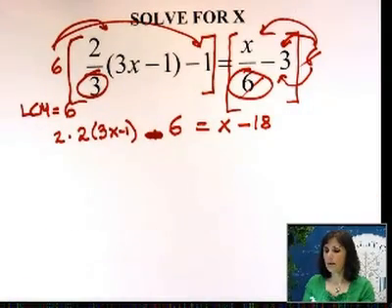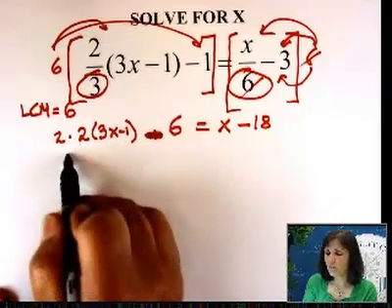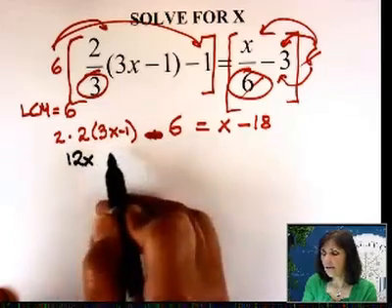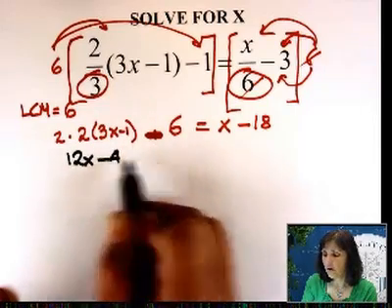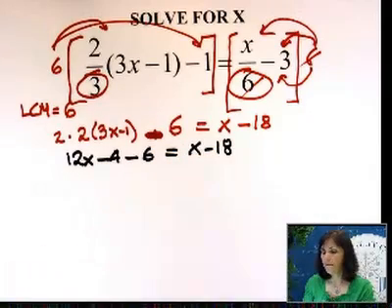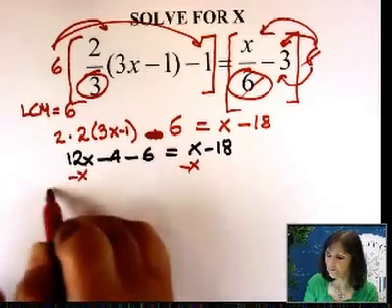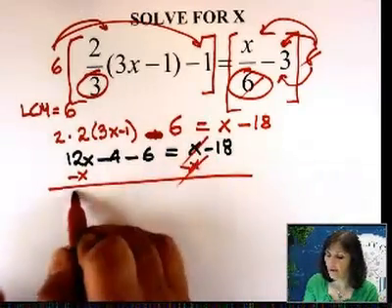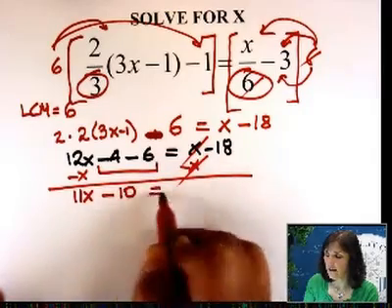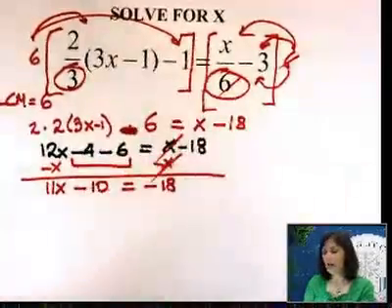Now let's clean this up a little bit. 2 times 2 times 3, so that's 4 times 3, that's 12. And now you have 4 times negative 1, that is negative 4. You have negative 6, that's the left. And on the right, you have x minus 18. Now let's take off the x. These two go. So you have 11x. Let's put these two together. That's negative 10, and you have a negative 18. And now this, again, looks way better than the previous equation.